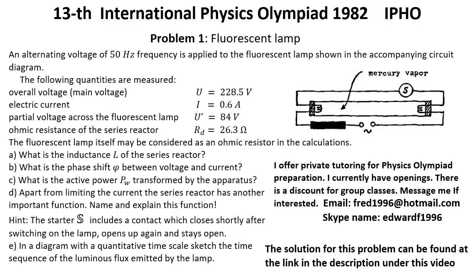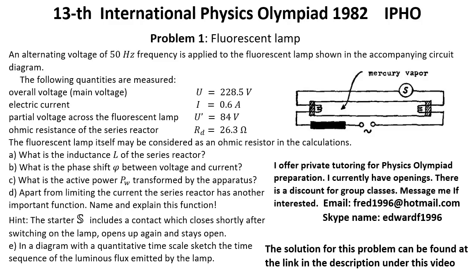Partial voltage across the fluorescent lamp, U prime equal 84 volt. Ohmic resistance of the series reactor, RD equal 26.3 ohm. The fluorescent lamp itself may be considered as an ohmic resistor in the calculations. Question A. What is the inductance L of the series reactor? Question B. What is the phase shift phi between voltage and current? Question C. What is the active power PW transformed by the apparatus?